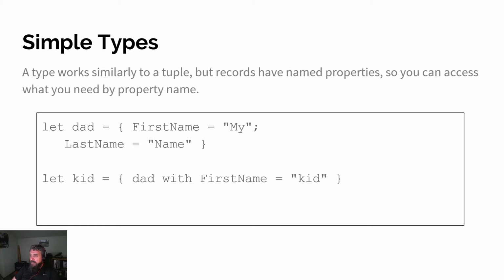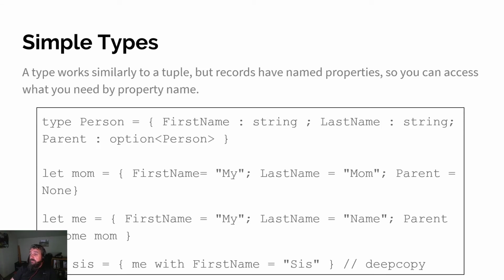Secondarily, you get some deep copy stuff, which is really valuable. So say I'm the dad, my name, and then what my kid would be is basically me with a copy with the first name equals kid. They'll still get all the rest of the properties copied over. So that's pretty valuable. And it does a fairly deep copy.